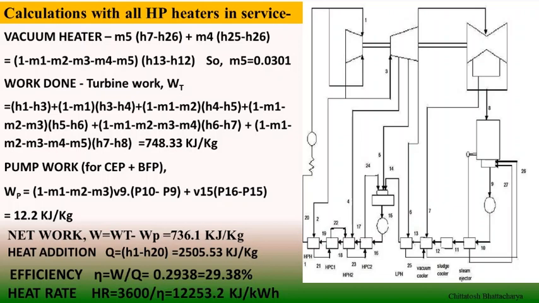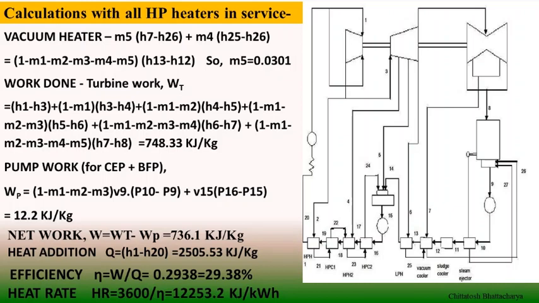Similarly, for the vacuum heater, per kg of steam, the extraction steam is say M5, and that M5 can be calculated. We get M5 equal to 0.0301 kg, and with all this data we can evaluate the turbine work, and the pump work done by the BFP and CEP. From there we get the net work done, turbine work minus pump work.